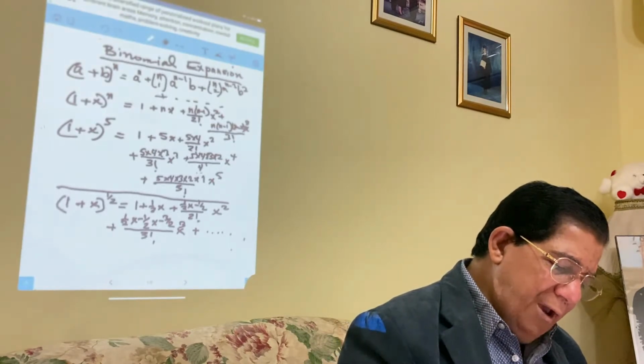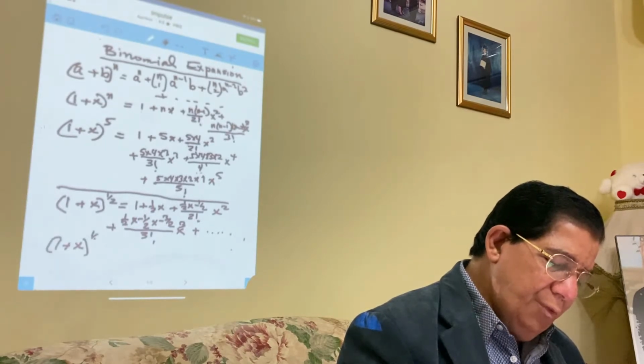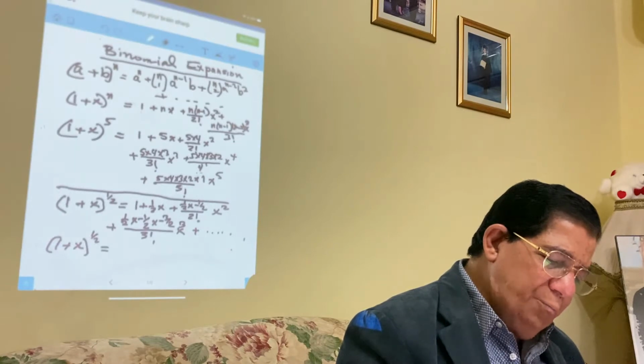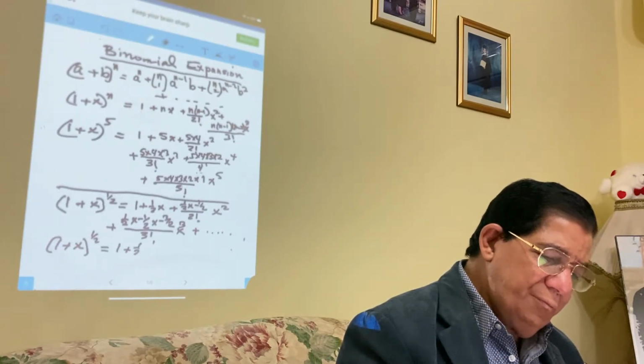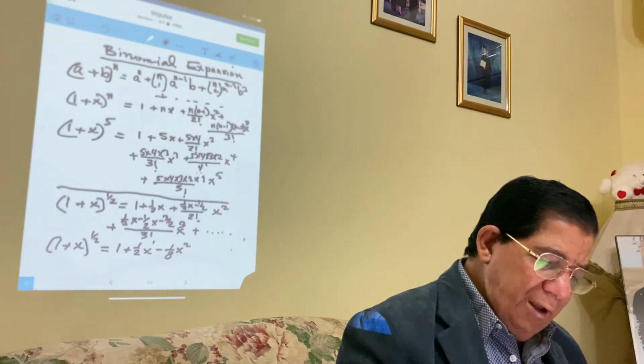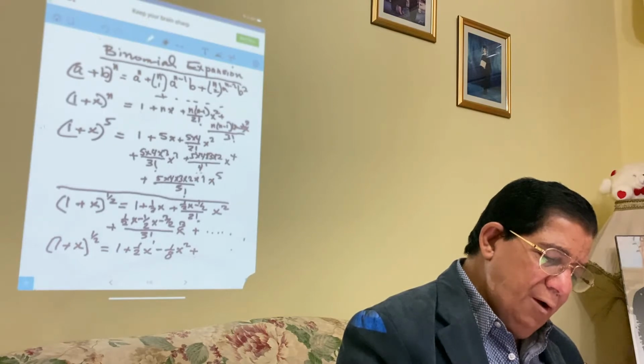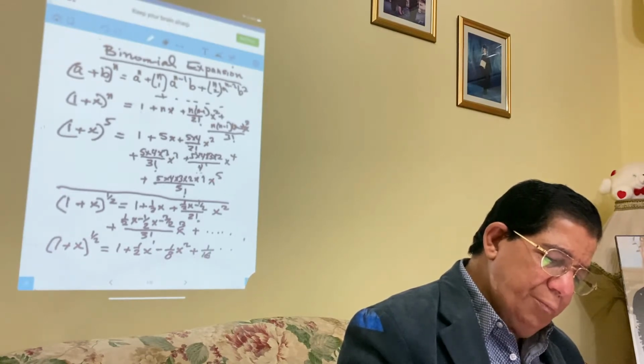If we simplify this expansion, we get 1 plus half x minus 1 over 8 x squared plus, we are going to get 2, 2, 2, okay, 3 factorial is another 2, and 1 over 16 x cubed.